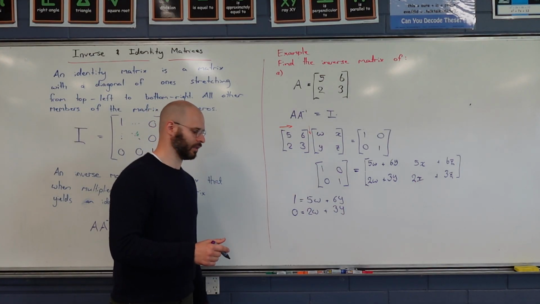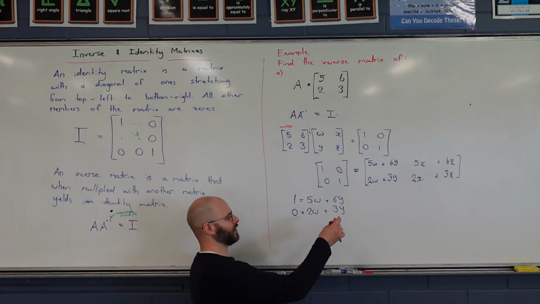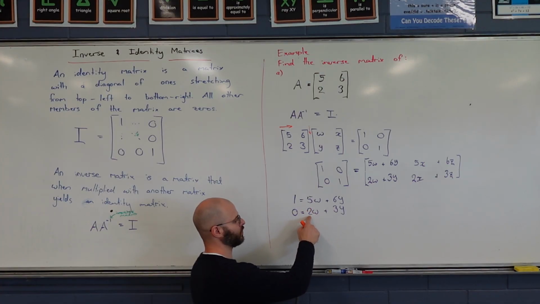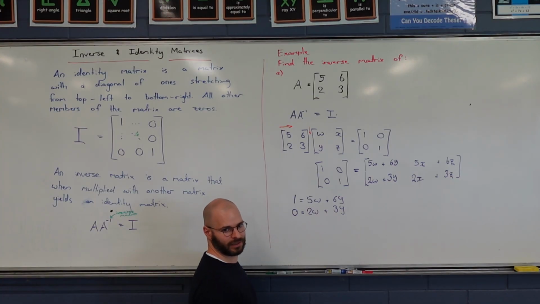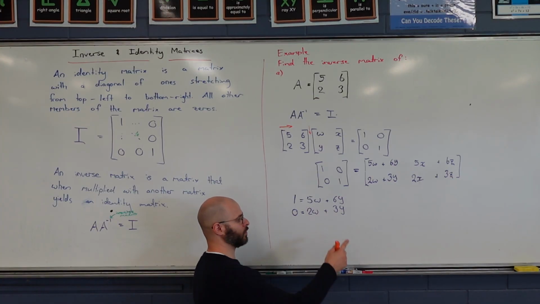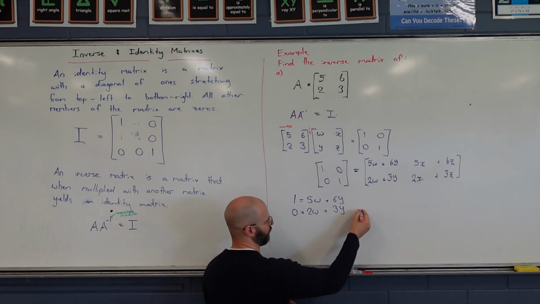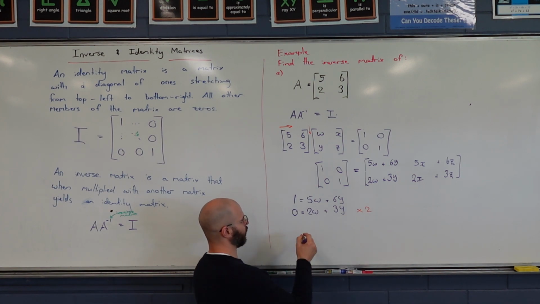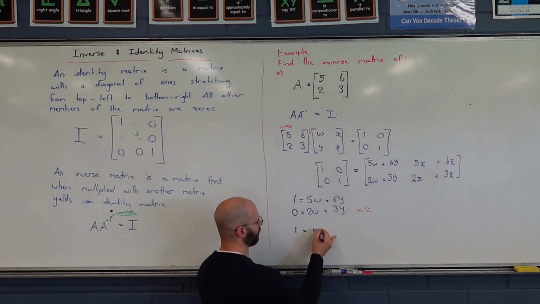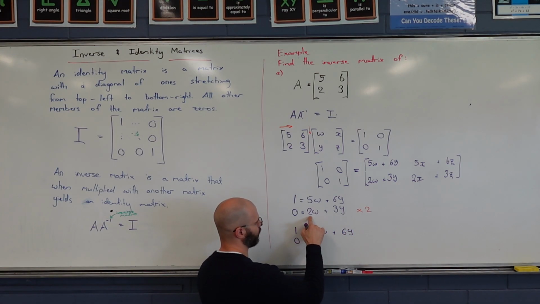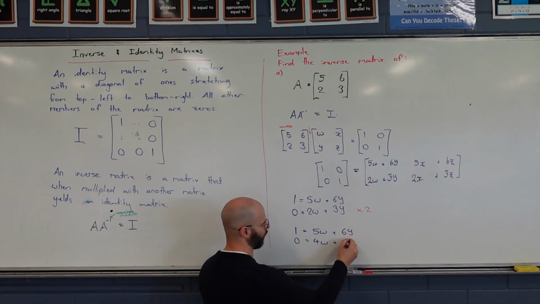Question, or are you good? No, good. Okay, so you think to yourself, what is the easiest to eliminate here? If you look at the W's, they're 5 and 2. There's no common factors there. But if you look at the 6 and the 3, they're related by a factor of 2. So if you multiply this 3 by 2, you can turn it into a 6. So therefore, 1 equals 5W plus 6Y, and this is going to be 0 equals 2 by 2 is 4W's plus 3 by 2 is 6Y's.